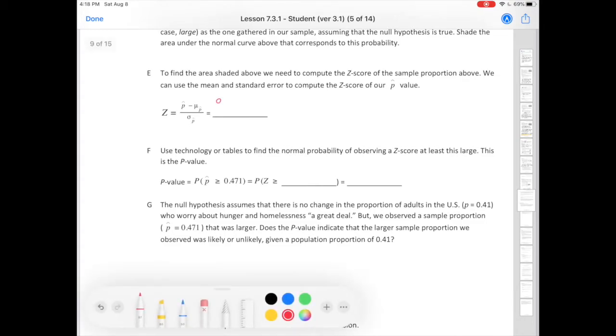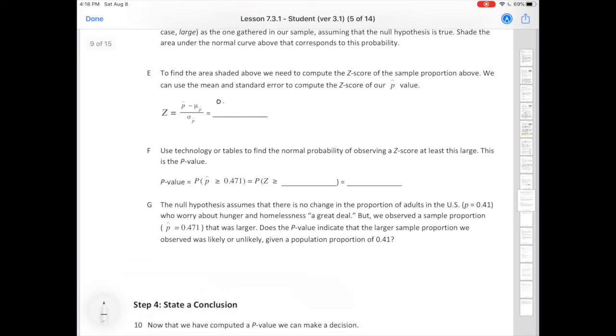So this would be, let me back up here, let me choose black. So 0.471 minus 0.41 and then divided by 0.022. Okay. So I'm going to do that in my calculator. Don't forget to do the top part first. You can put it in parentheses. And then we do the division. So when I do that, I get the following.